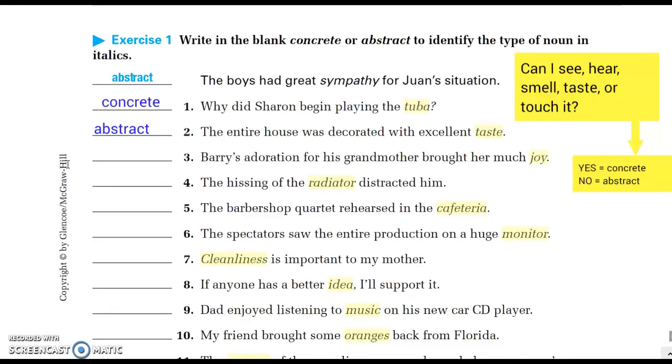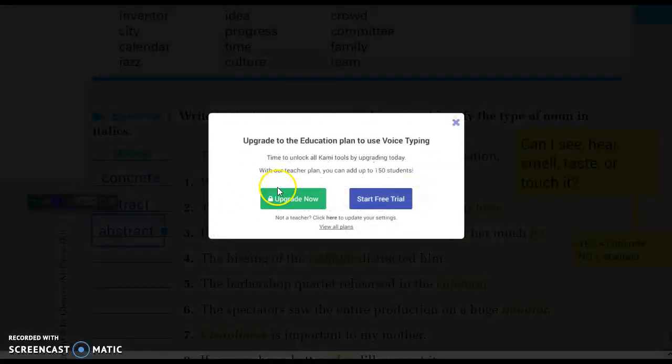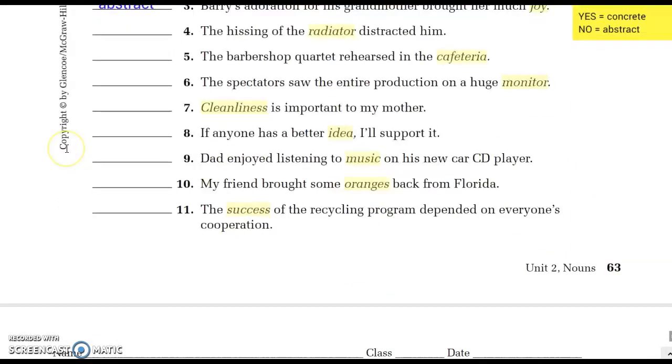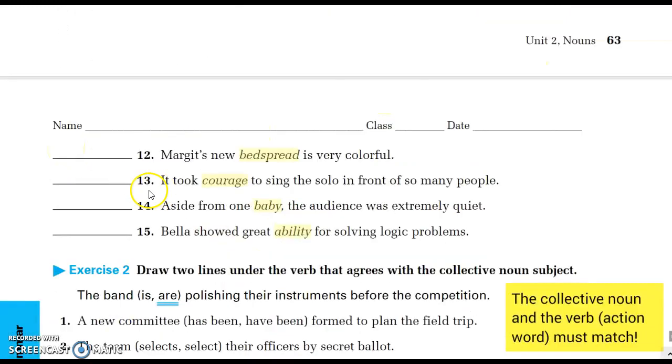Question 3. Barry's adoration for his grandmother brought her much joy. Can I see, hear, smell, taste, or touch joy? No, I can't, making this another example of an abstract noun. On your own, please finish 4 through 15.